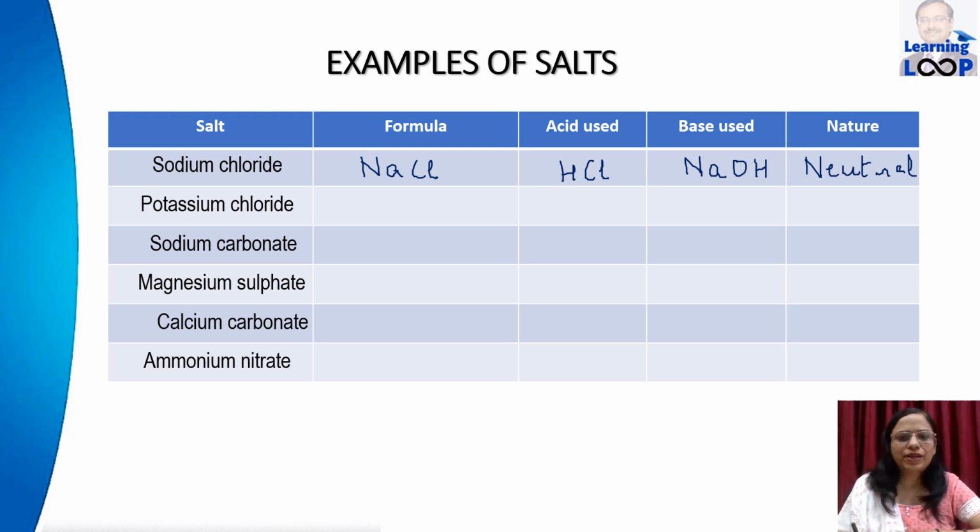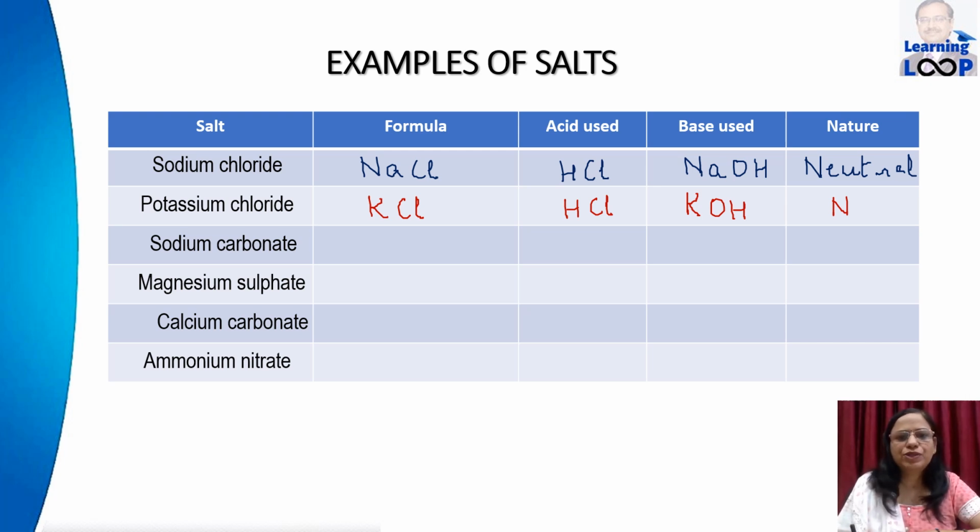Let us do one more example. Potassium chloride. So the formula that you get is KCl. We write K for the base and Cl for the acid. And with Cl we put H, and with K we use OH. Again, both the acid and the base are strong. So we get a neutral salt again.